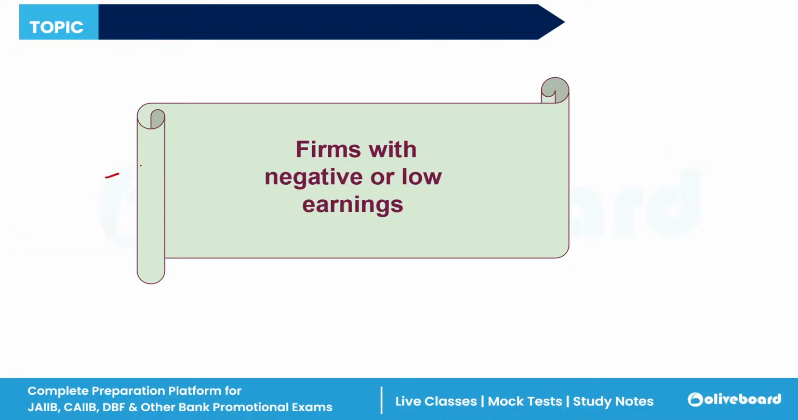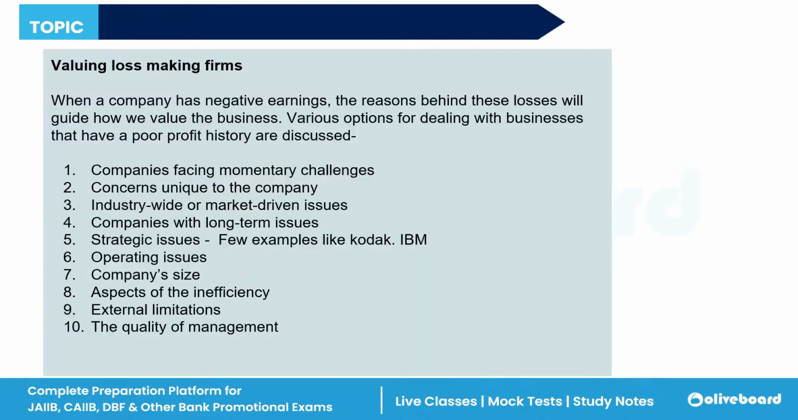Now, if the firms are having negative or low earnings, then how do we value such firms? How to do the valuation of firms that have negative or low earnings? So, valuing loss making firms. When a company has negative earnings, the reason behind these losses will tell how to value such a business. So, what are the losses? The various options are being given to you. Okay, you have companies facing a momentary challenge.